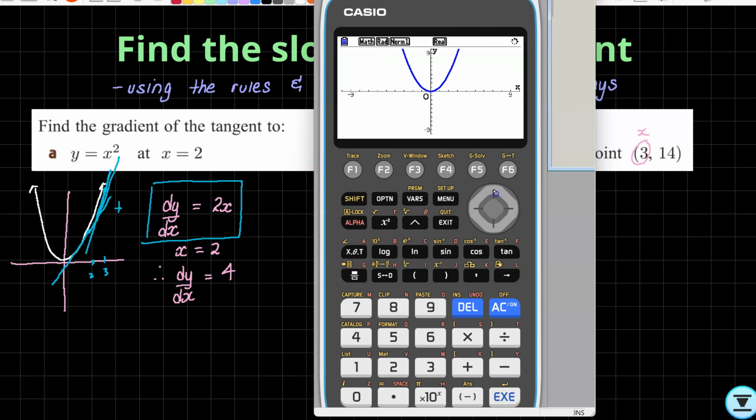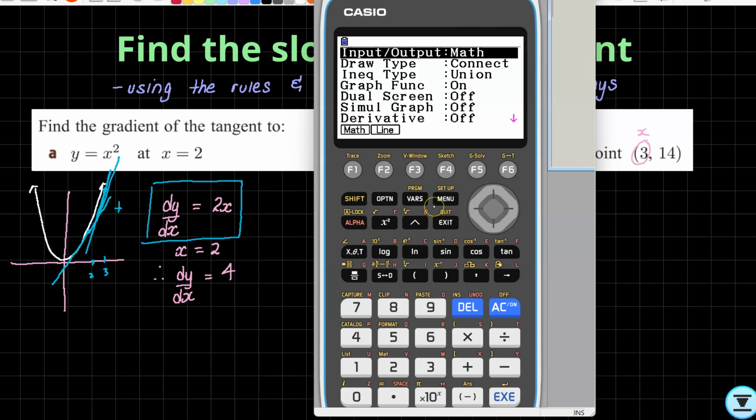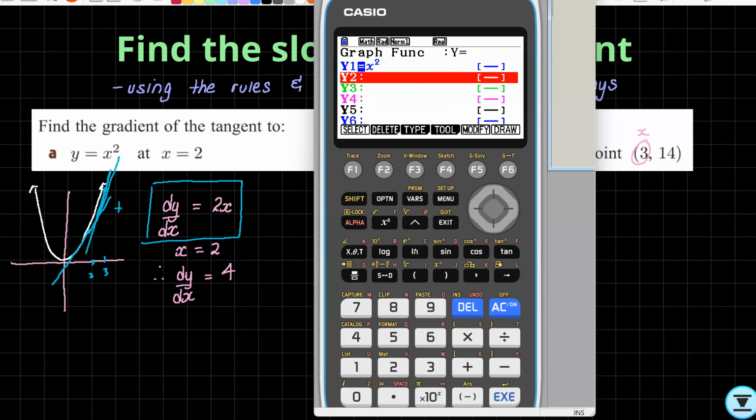Now, I'm just going to move that up actually. Can I ask you to do one thing? I want you to go into the setup. So we're going to go shift setup. And we're going to go all the way down here. And can you see how we've got derivative off? We're going to turn that on. And then just press exit.